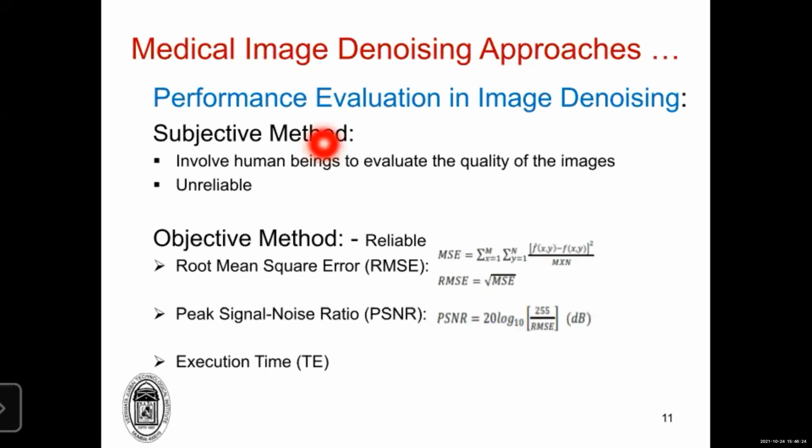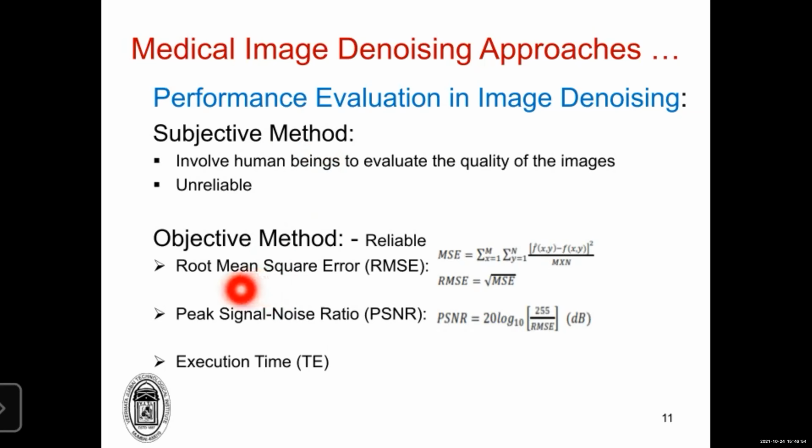Then after denoising, we need to evaluate the performance of the various processes. There are two approaches to evaluate the performance. One is the subjective method, the second is the objective method. The subjective method means we have to involve human beings to evaluate the quality of the image, but it may vary from person to person, so it is unreliable. The second approach is a mathematical process.